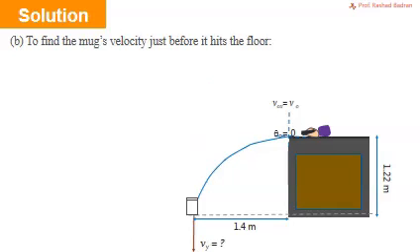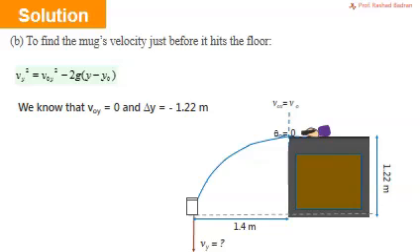Now, to find the velocity of the mug just before hitting the ground, we use the kinematic equation Vy squared, the final velocity component squared, equals the initial velocity along the y-axis squared minus 2g delta y. By knowing that V0y equals 0 and delta y equals minus 1.22, if we put all this information into the above equation, we're going to get an answer of plus or minus 4.9 meters per second, and we'll choose the negative sign because the mug is heading downward.